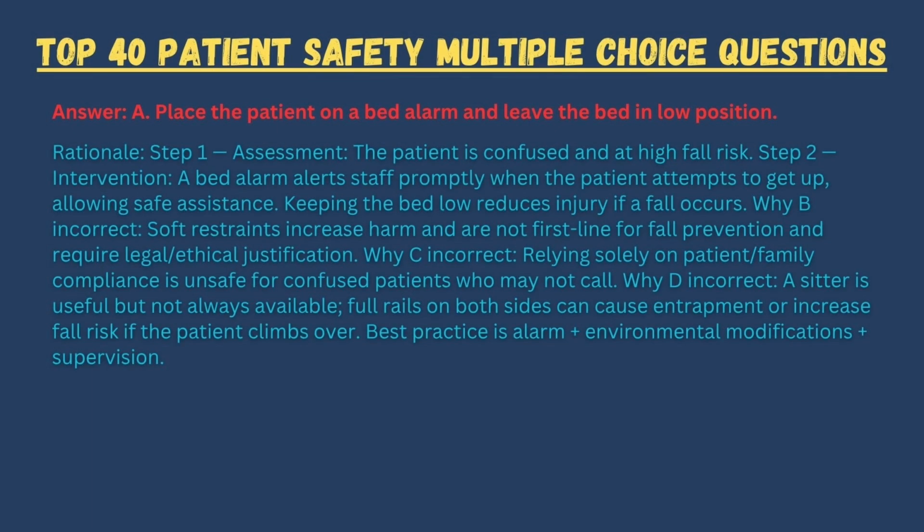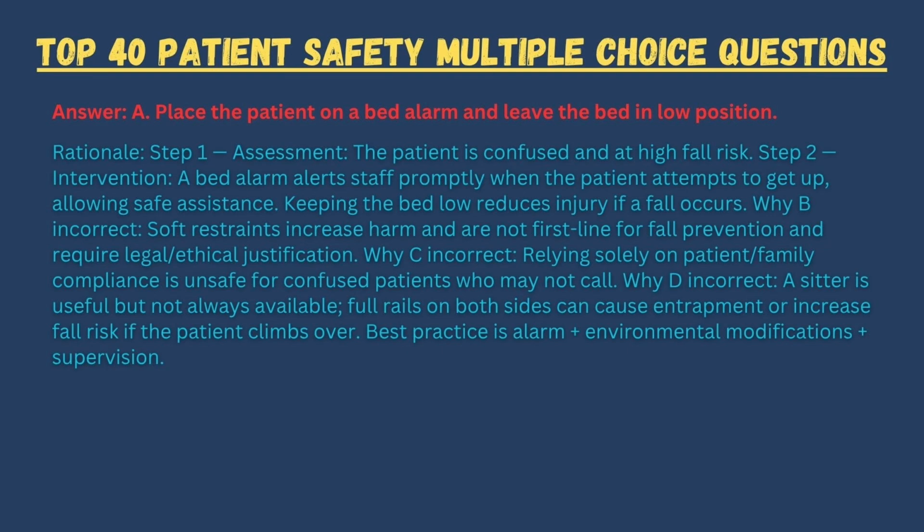Answer. A. Place the patient on a bed alarm and leave the bed in low position. Rationale. Step 1, assessment. The patient is confused and at high fall risk. Step 2, intervention. A bed alarm alerts staff promptly when the patient attempts to get up, allowing safe assistance. Keeping the bed low reduces injury if a fall occurs.